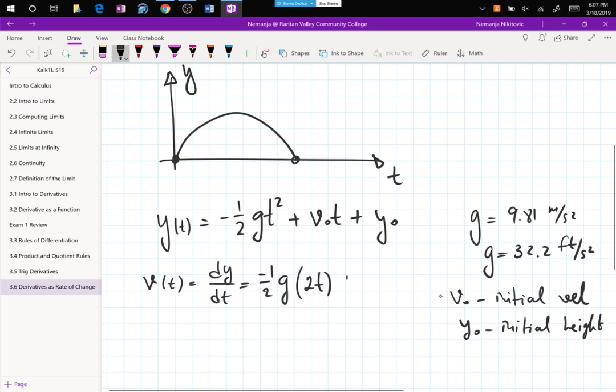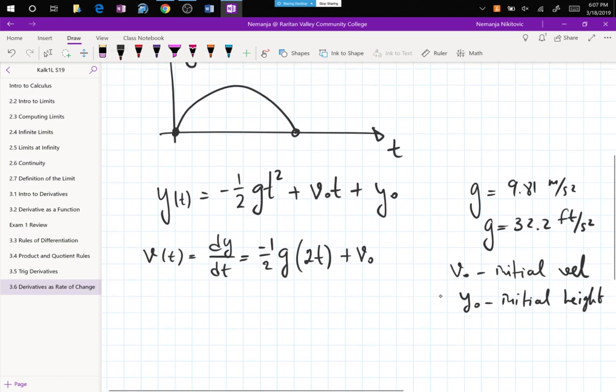Plus v0 is a constant, derivative of t is 1, and y0 is a constant, derivative of that is 0. So you cancel your negative half and a 2, and what you get is that the velocity in time is equal to negative gt plus v0. Now, if you didn't go, aha, yet, I'm going to ruin it now for you. Velocity final is equal to velocity initial plus acceleration times time. Remember that formula from physics? There it is. That's where it comes from.